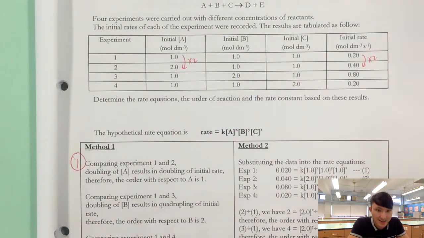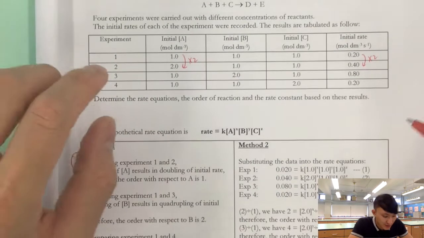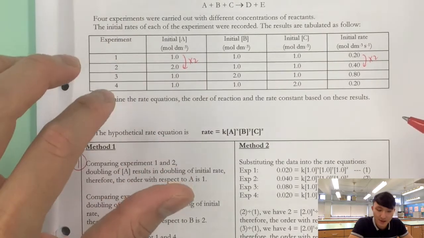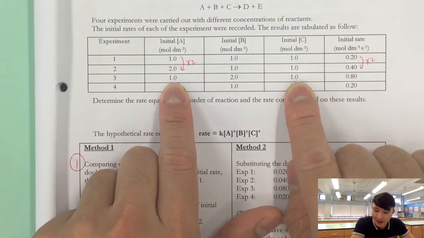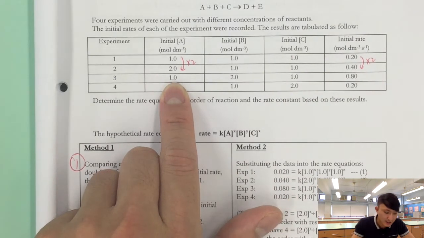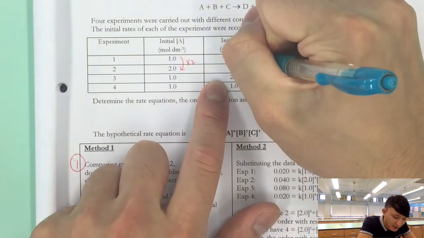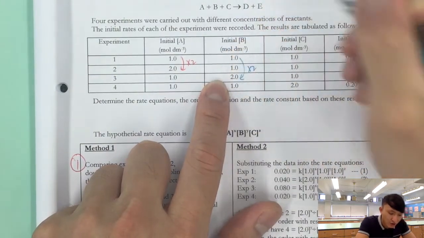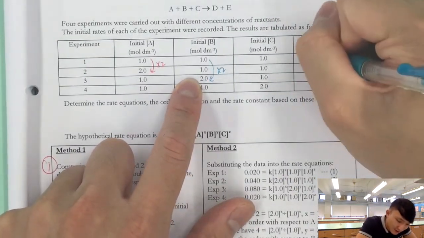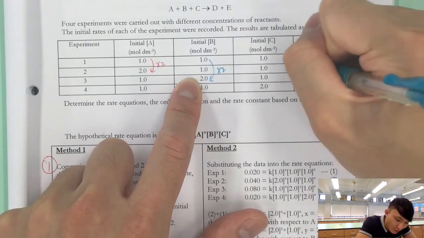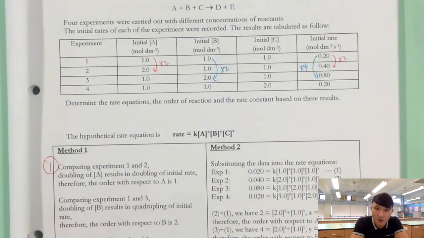But of course, like I said, you need to find something that has one change only. Okay? So in this case, I will compare 1 and 3. Because in 1 and 3, you notice that the concentrations of A and C are the same, and the only change is the B. Okay? So you notice that from here to here, again, a 2 times increase in concentration results in a 4 times increase in rate.